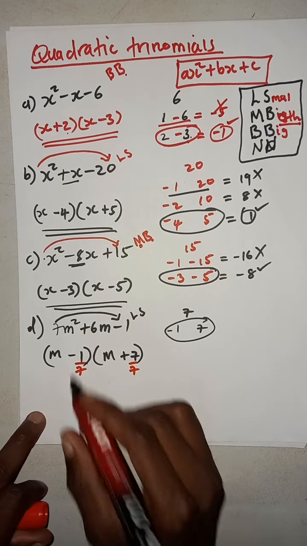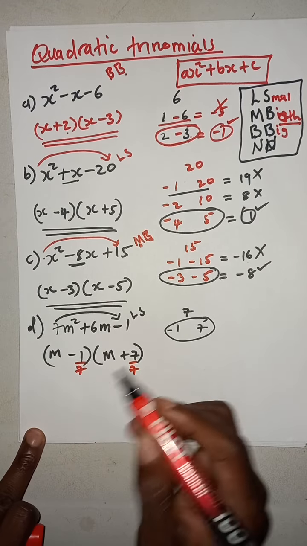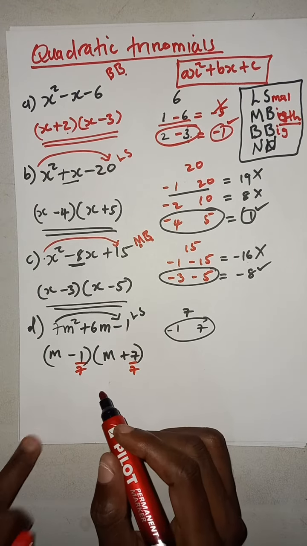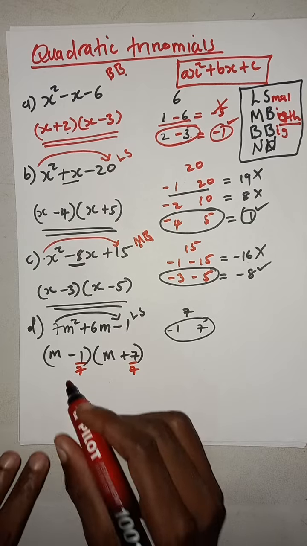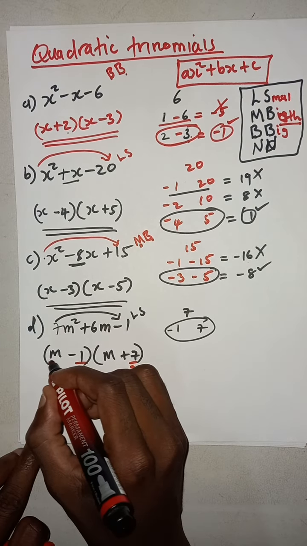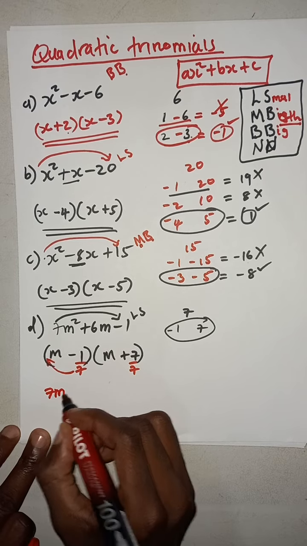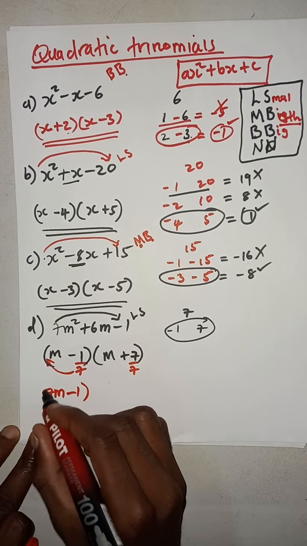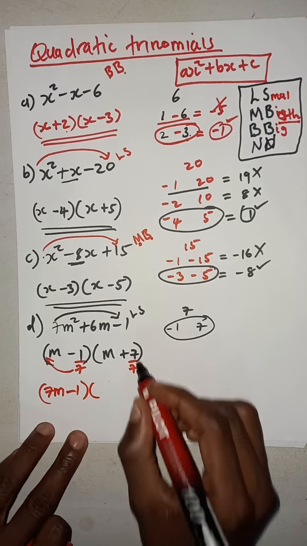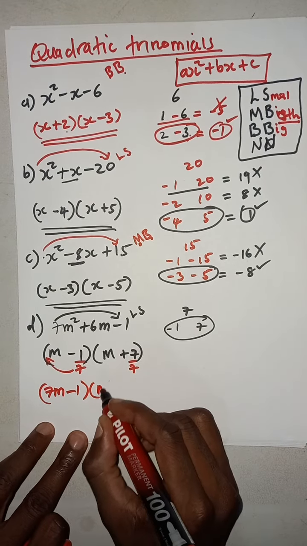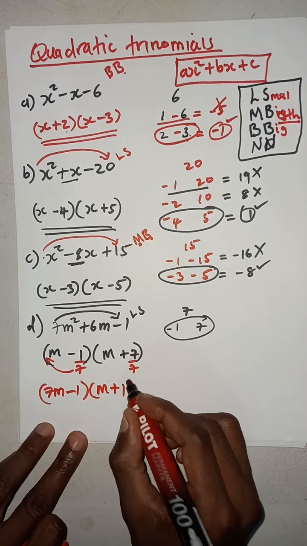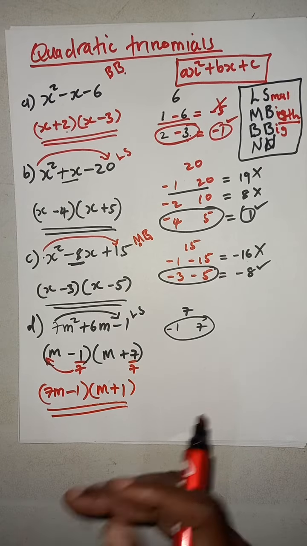So therefore, when you divide and it's giving you a decimal, don't divide, just bring that value back. When I bring it back, I'm going to have 7m minus 1, and 7 divided by 7 is 1, which means m plus 1. Done. That's my answer.